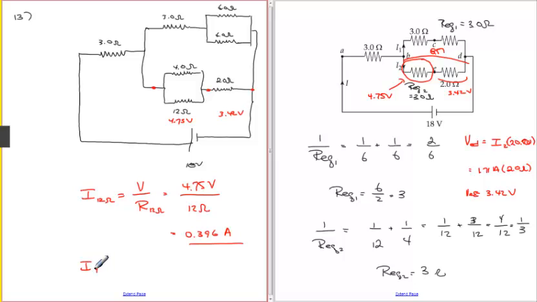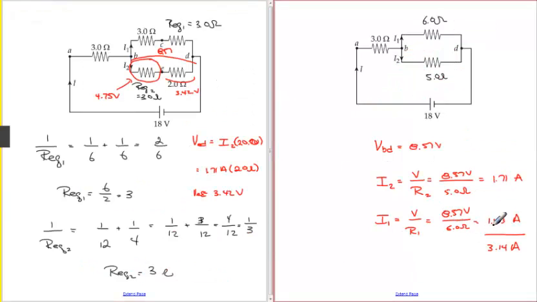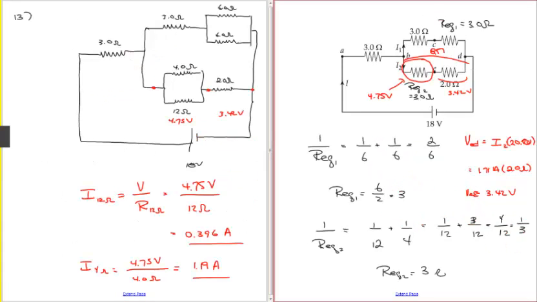They don't ask us, but the current through the 4 ohm resistor is just going to be 4.75 volts. The voltage is the same from here to here, divided by 4 ohms. So we get 4.75 divided by 4. We get 1.19 amps. If you take this plus that, you should end up with the current that we had. If you go back two steps here, 1.43. So if you go back here and you take 0.396 plus 1.19, I don't get the same answer, so I might have made a mistake. Let me just check the answer, and then I'll come back.